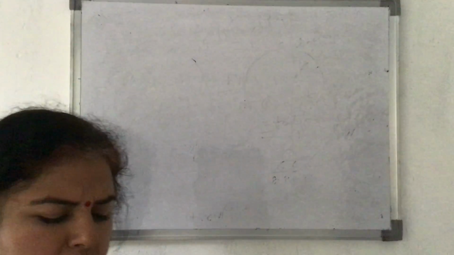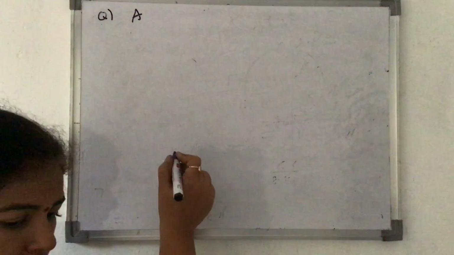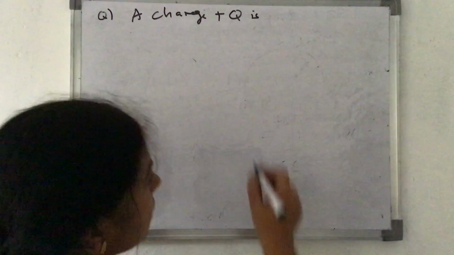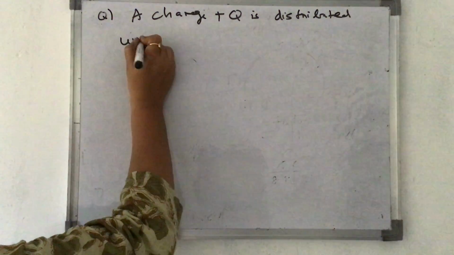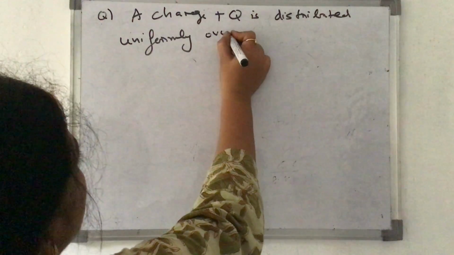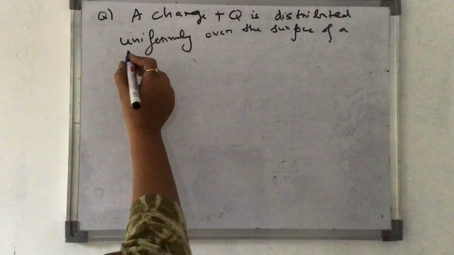I come to the next part now. Next question. Next question is, a charge plus Q is distributed uniformly over the surface of a solid sphere.